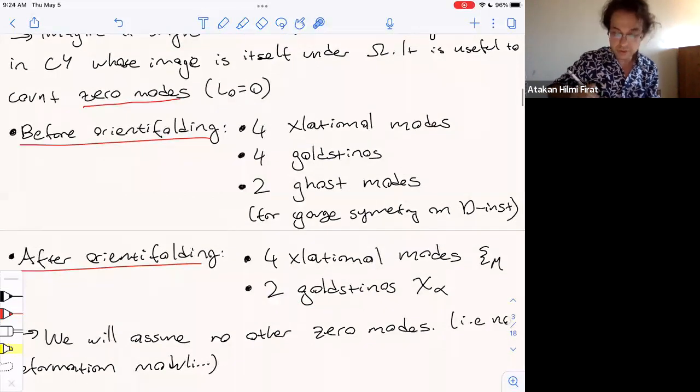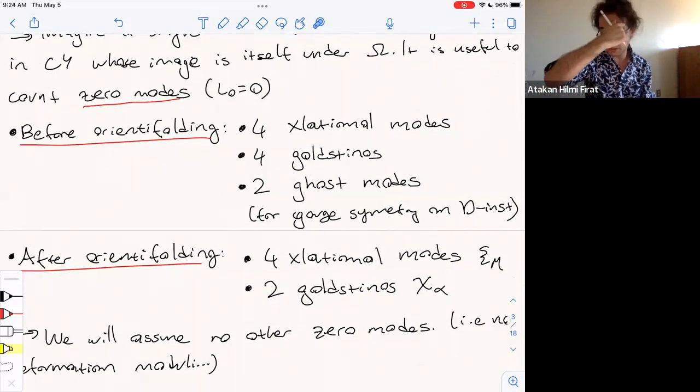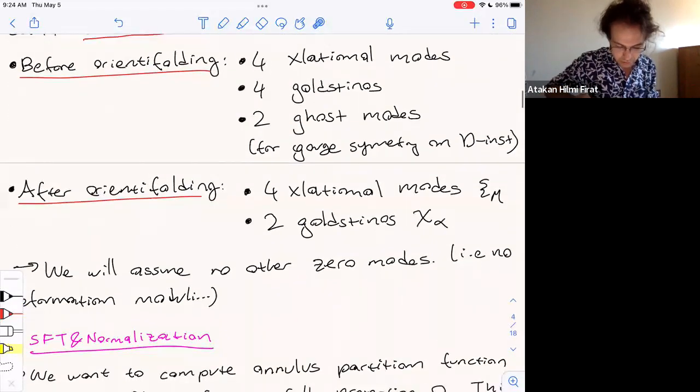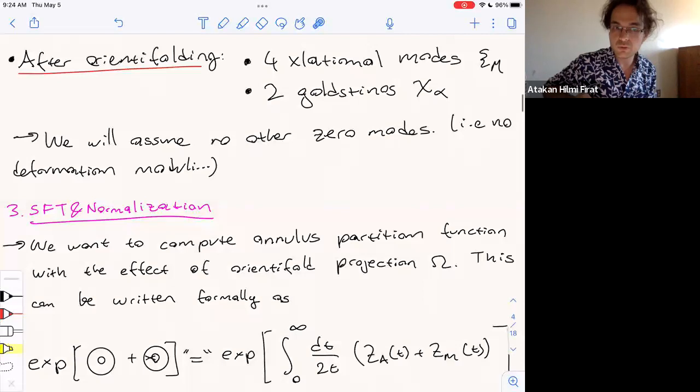These were the universal zero modes, and we will assume no other zero modes are present. For example, it may be possible that I can move this instanton inside the Calabi-Yau, but for this talk and for simplicity, we are going to assume that this is not the case. It's just a rigid instanton. Okay. So, are there any questions before I move on to the normalization part?